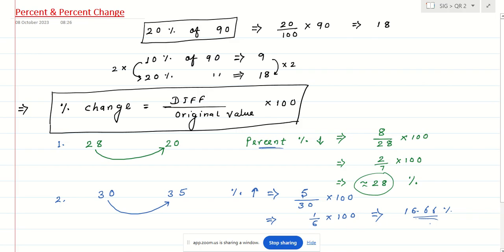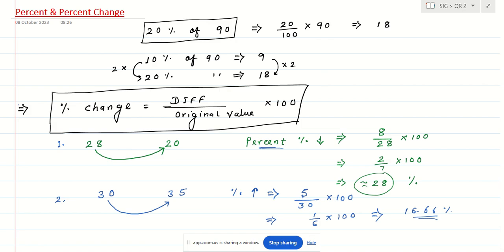That is the one expression that you should keep in mind. That is called percentage change. It could be a decrement, it could be an increment. That depends. If it's an increment, keep in mind the lower value will be the original value. If it's a decrement, the higher value is the original value. Make sense, everybody?